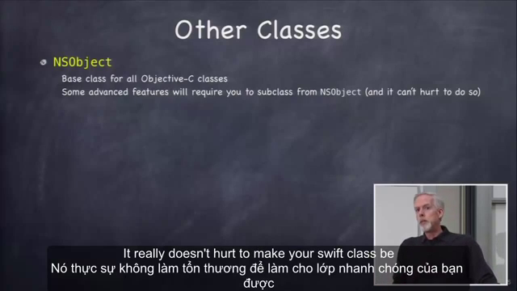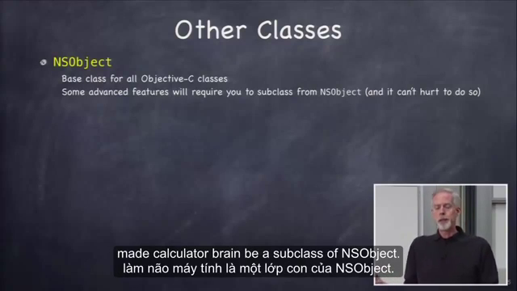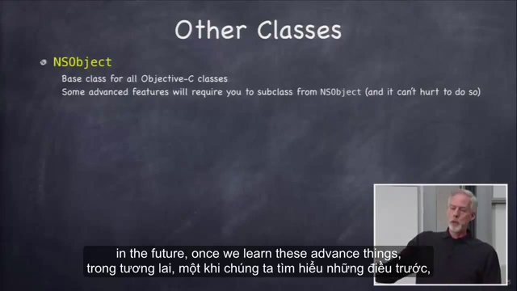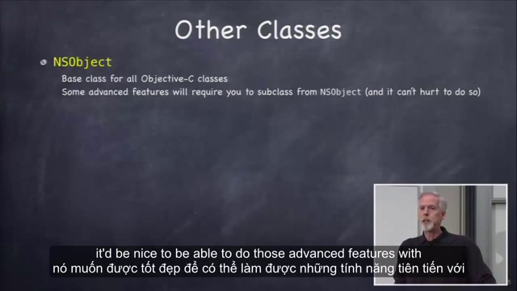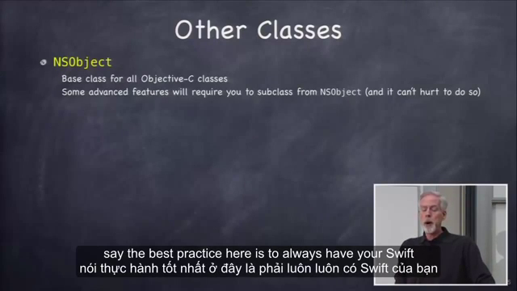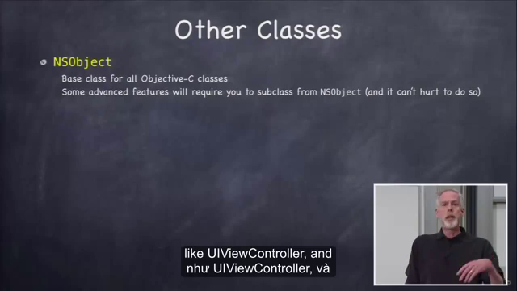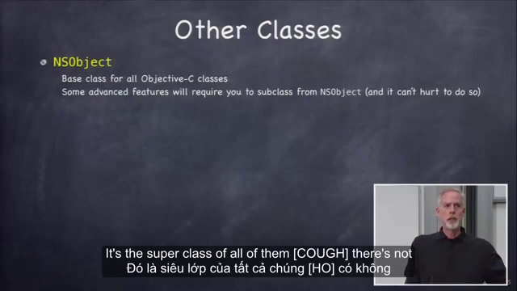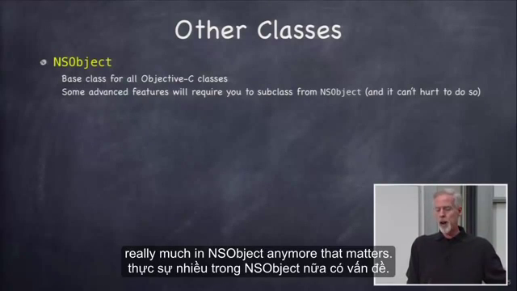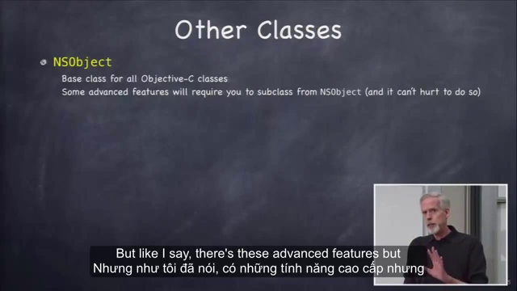It really doesn't hurt to make your Swift class a subclass of NSObject, so we could have made CalculatorBrain a subclass of NSObject. It wouldn't have hurt, and in the future, once we learn these advanced things, it'd be nice to be able to do those advanced features with CalculatorBrain. So you can feel free. I'm not sure what to say the best practice here is, to always have your Swift classes inherit from NSObject. All the classes in iOS, like UIViewController and all those, eventually inherit from NSObject. It's the superclass of all of them. There's not really much in NSObject anymore that matters. But like I say, there are these advanced features.